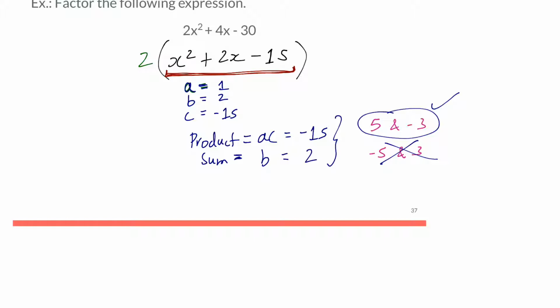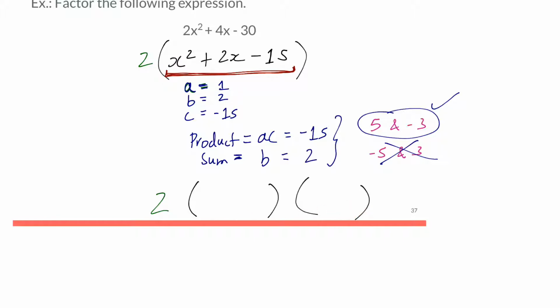Next step would be, because our expression inside the bracket has an a value of 1, you can directly go into factored form for that expression. There's still a 2 outside. This 2 is from the previous factoring we did. And what would you put inside the bracket?